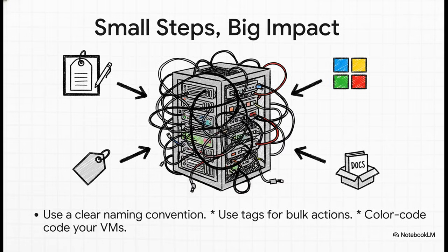And the best part is, you don't have to nuke your entire setup and start from scratch. You can start with these small, totally manageable changes that have a huge impact. Start using a clear naming convention. Use the new tags feature in Proxmox to organize things. Heck, one person had a dedicated container that does absolutely nothing but host the wiki for the rest of the server. I mean, that's brilliant.